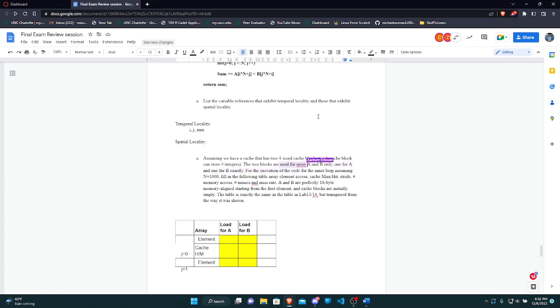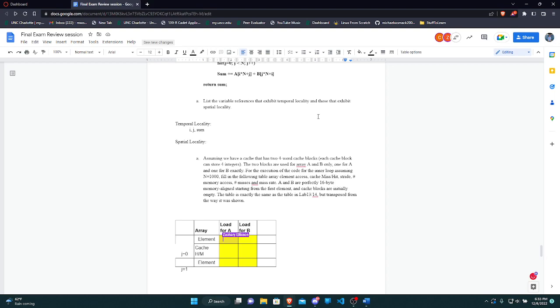And so A, B, N is 1,000. We want to fill in the table for element access, cache miss hit, stride, number of memory access, number of misses, and the miss rate. And A and B are perfectly 16-byte memory aligned, so that just means that they can fit 4 integers. And the cache blocks are initially empty. So we're just going to be focusing on the inner loop. So that's just J.